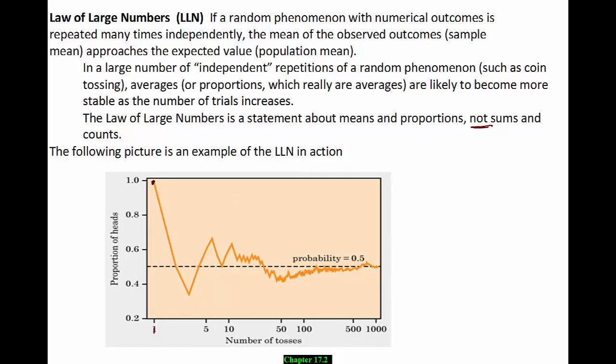As we get to 100, it's stabilizing and it's getting close to the true probability, the true proportion, which should be a half. And at 500 and 1,000, it's really stabilizing, meaning the proportion of heads out of 1,000 flips, since that's a large number, should be close to the population value, and we know the true probability is a half. So this picture is of the law of large numbers in action.